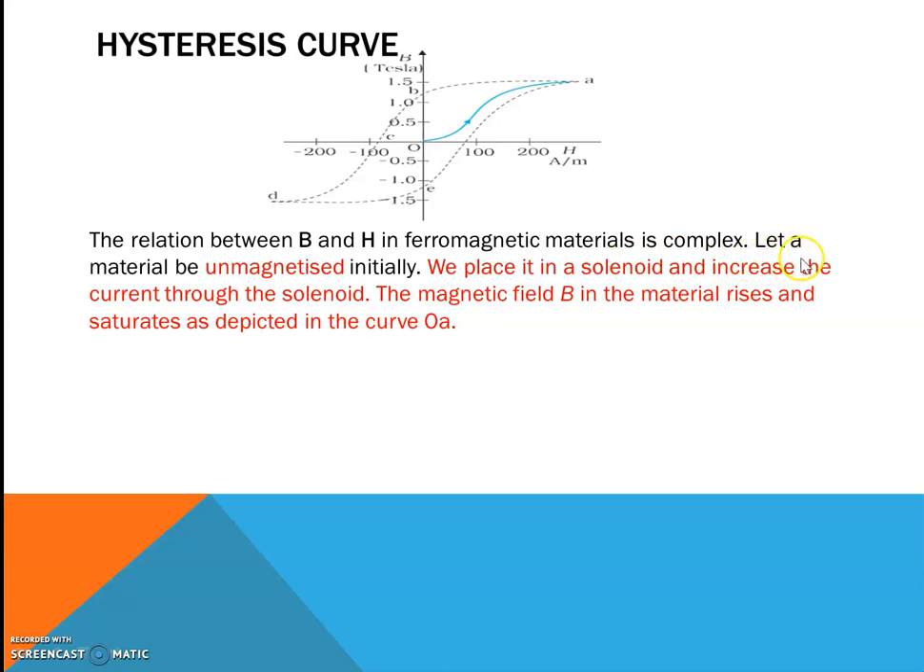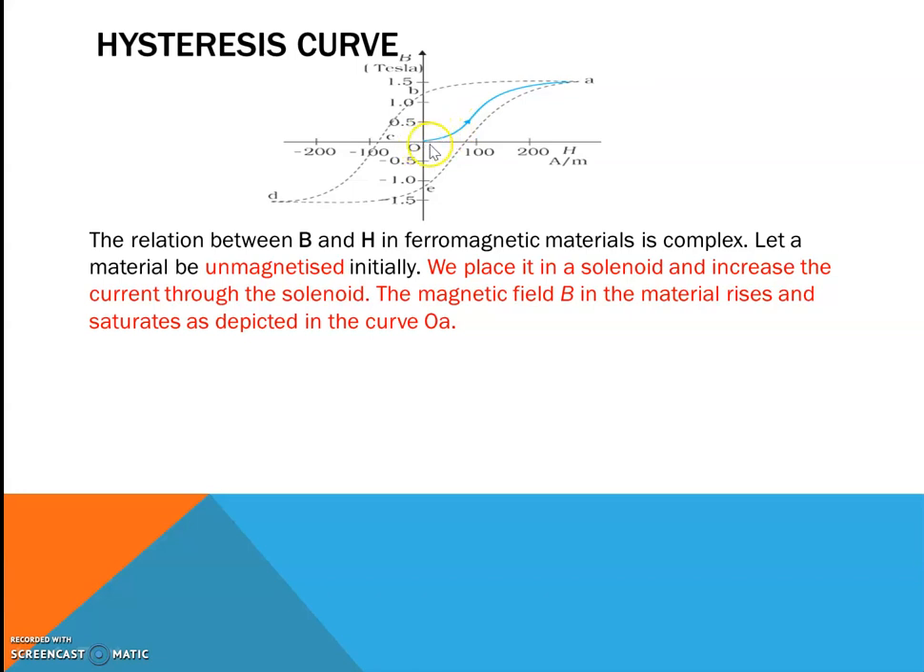Initially, let us consider a ferromagnetic material be unmagnetized, meaning it has no magnetic field, zero magnetic field. Now, we place that ferromagnetic material in a current carrying solenoid as a core, and then we increase the current in the solenoid from 0, as shown in this curve from 0.